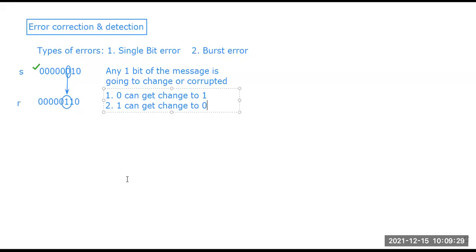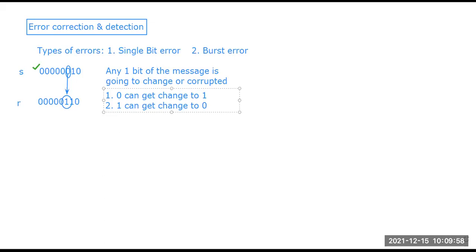So the scenario or the condition in a single bit error is that only one bit at a time will change. Not two or more bits, only one bit. When one bit gets changed or transferred to its opposite value, then it is known as a single bit error. Either the zero will be converted to one or the one will be converted to zero. It means it gets corrupted.